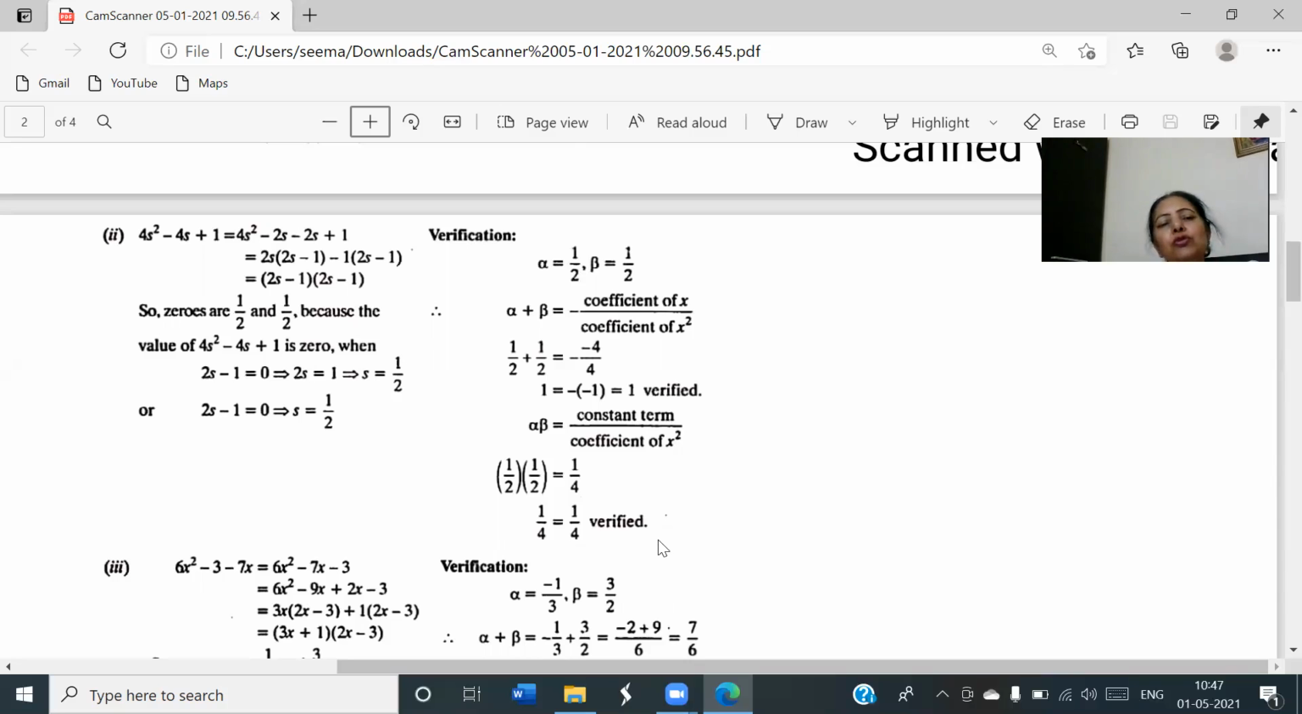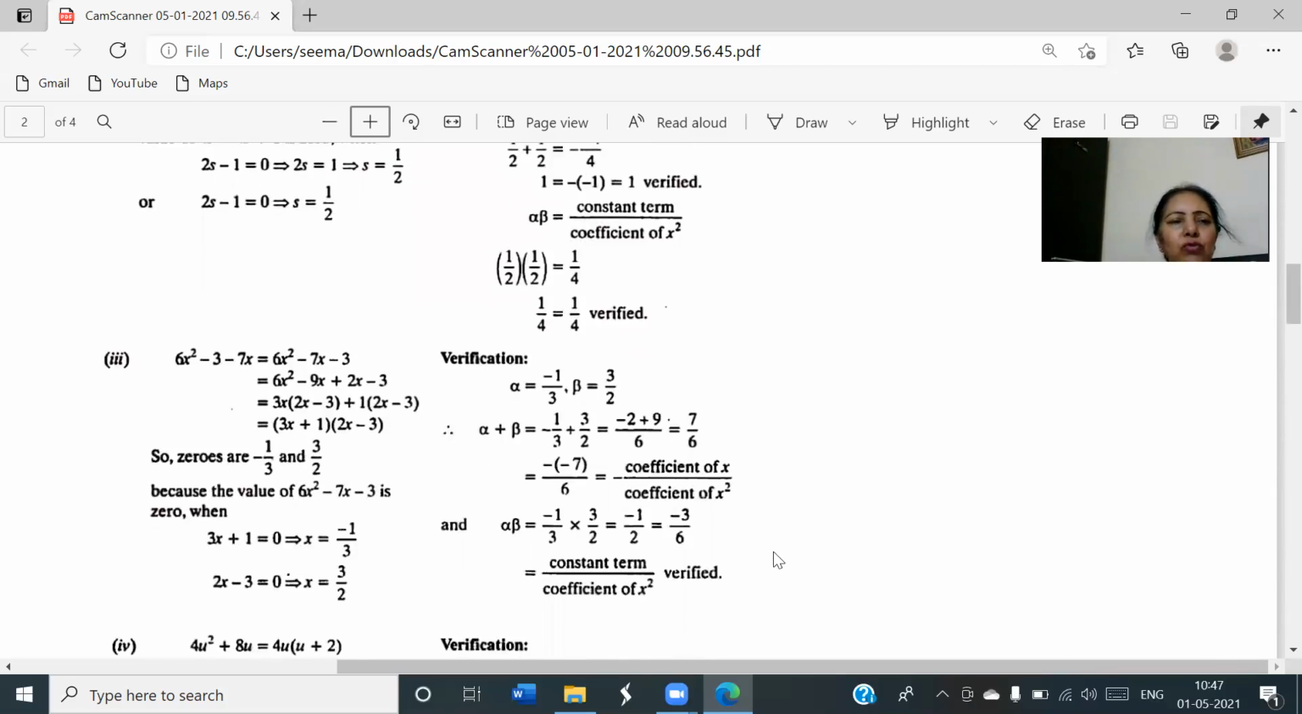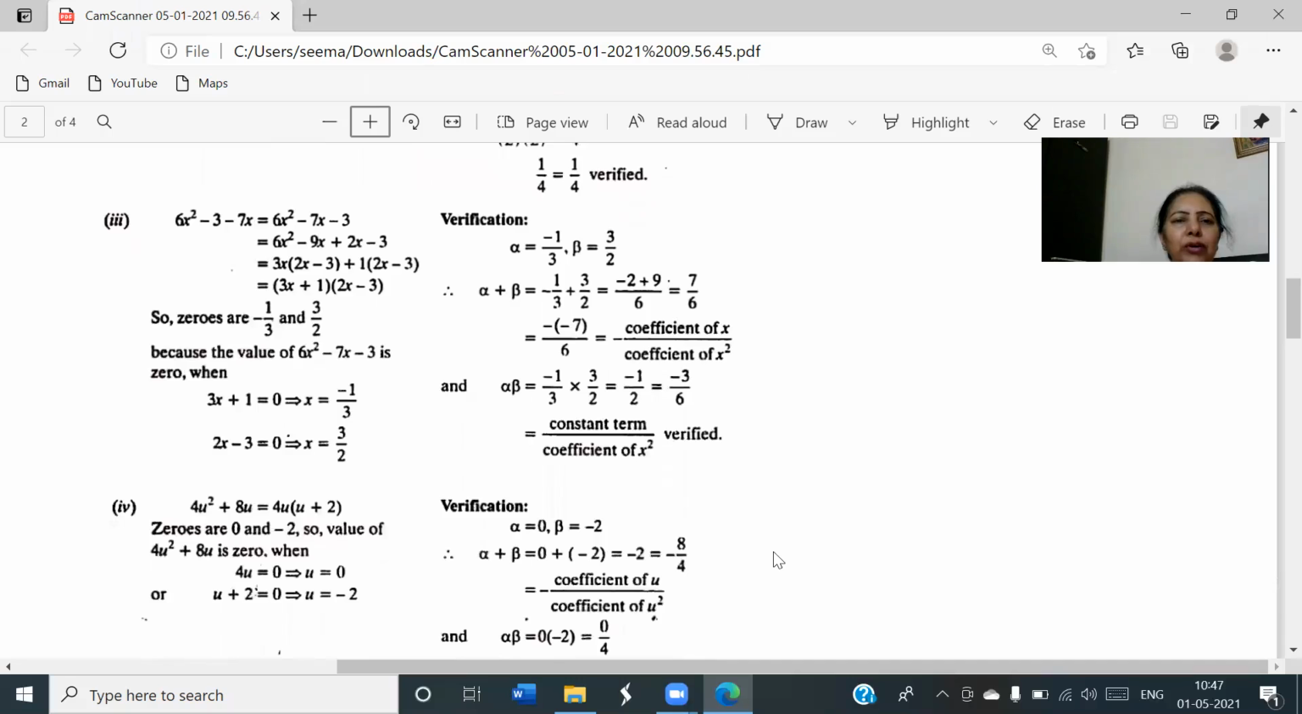You can see in both the questions that there are two relations between zeros and coefficients. That is sum of zeros, which is equal to minus coefficient of x upon coefficient of x square, and product of zeros, that is constant term divided by coefficient of x square. In both the questions, you have verified these two relations. Similarly, you can continue other questions yourself. I can show you the same process we followed here.